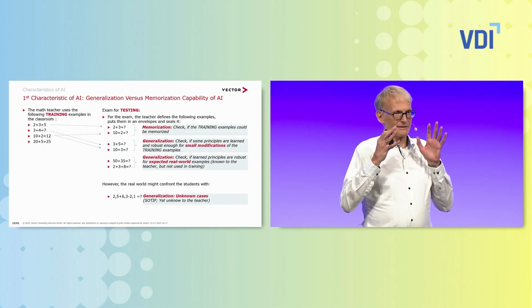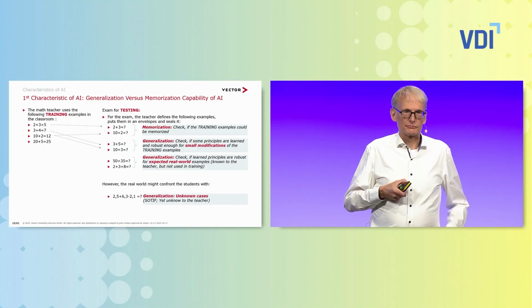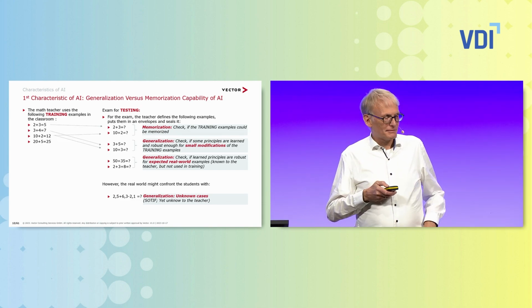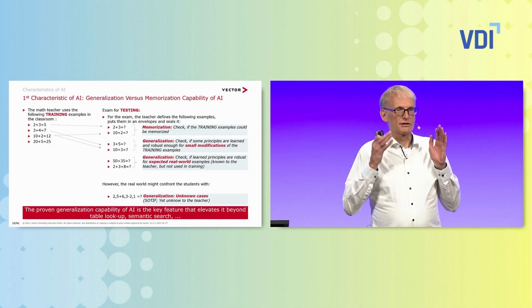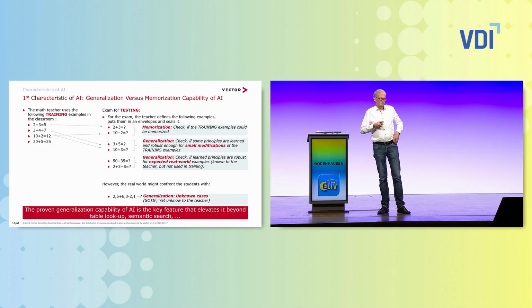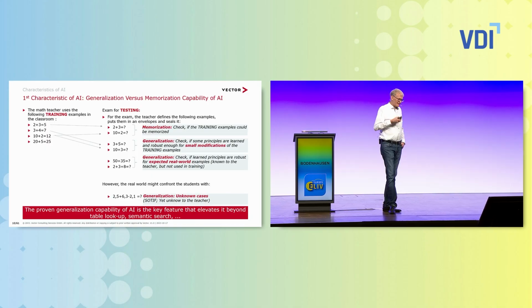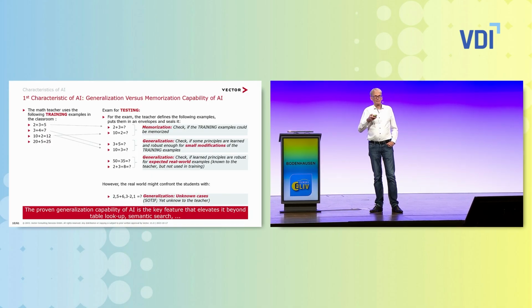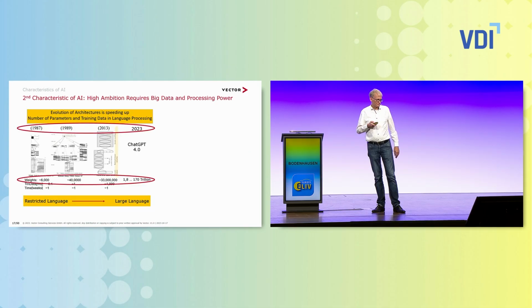So this is the psychological background of what these neural networks learn. And what we really are looking for is the generalization capability. We want to go beyond memorization. And that's the key feature that elevates it beyond table lookup, semantic search, and so on.